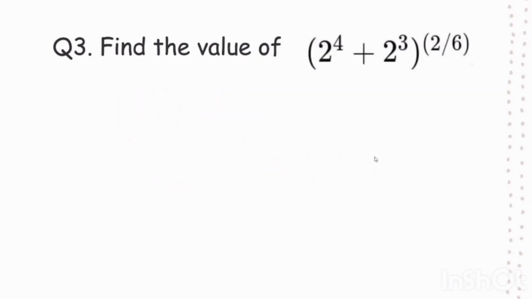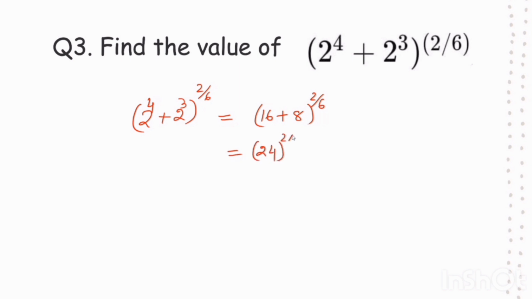Next, find the value of this. Now 2 raised to the power 4 plus 2 cube, whole raised to the power 2 by 6. First you have to simplify. 2 raised to the 4 is equal to 16, plus 2 cube equal to 8, whole raised to the power 2 by 6, that's equal to 24 whole raised to the power 2 by 6.